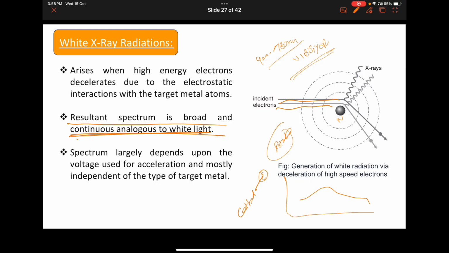If we want more intense white radiation, then we have to increase the voltage. The spectrum of white radiation doesn't depend on which target material we are using. It depends on how much deceleration of the highly accelerated electrons is taking place.